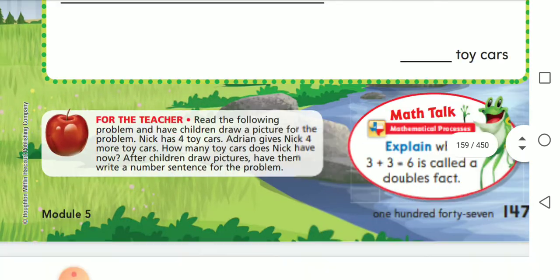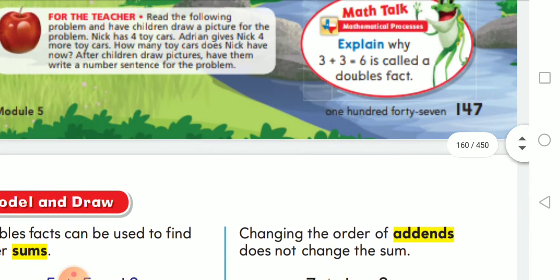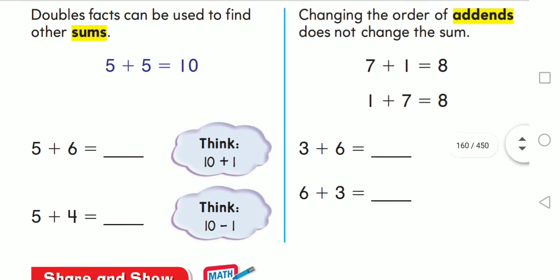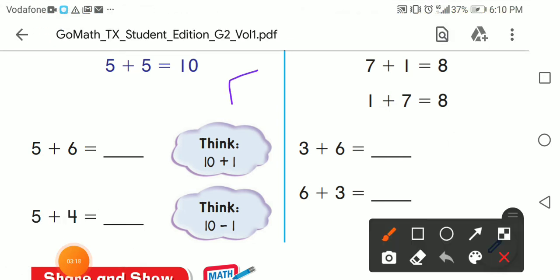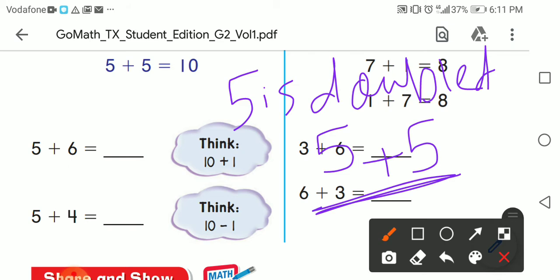So I have here another word called double fact. What's a double fact? If I tell you here, five is doubled, please take care of this. Five is doubled means that five is repeated two times.